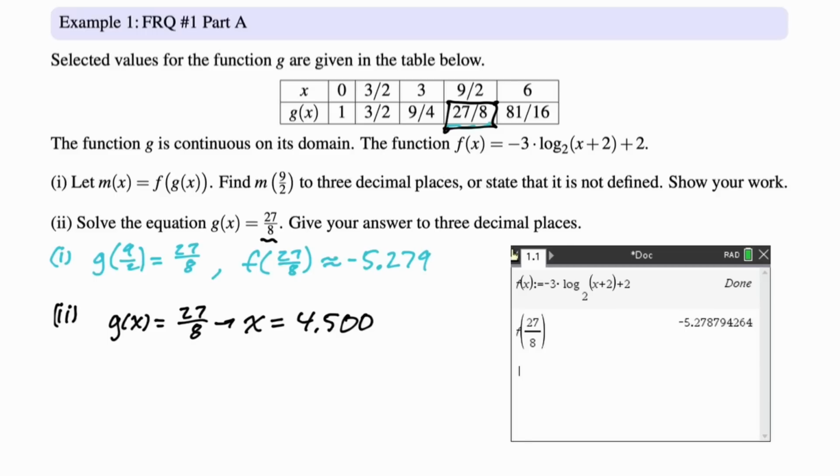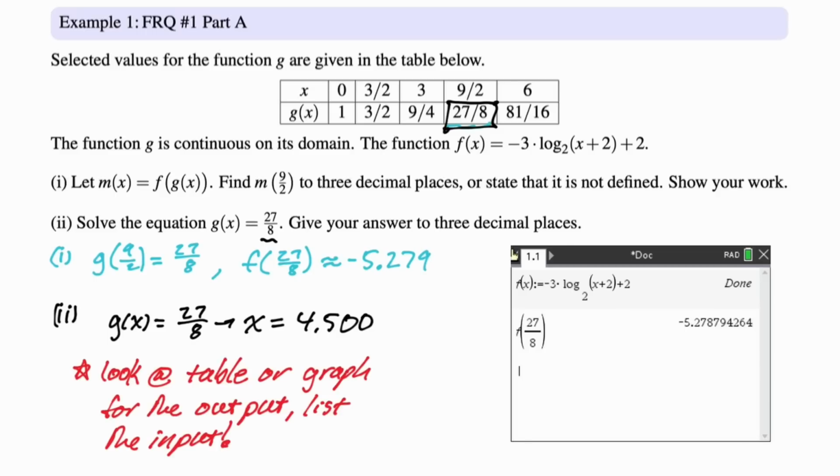So for this part, what you're going to end up doing, you're going to look at the table or the graph for the output, and then you're just going to list the input. So this part A is almost always based on, well, I think it always is, based on either the graph that they give you or the table that they give you. Let's take a look at another part A. So this is just another example of what's going on.